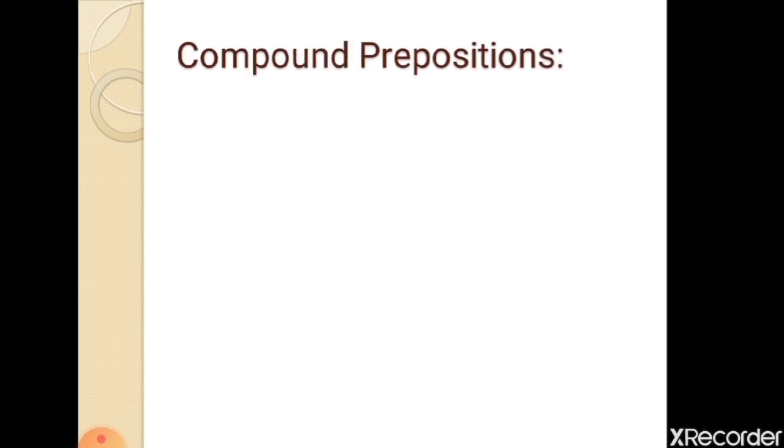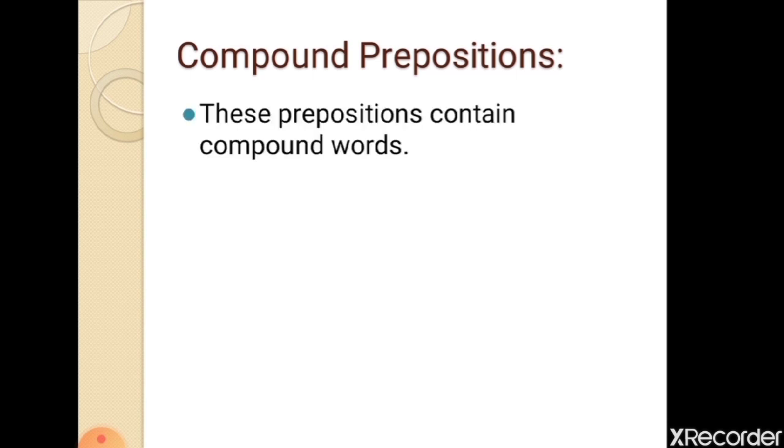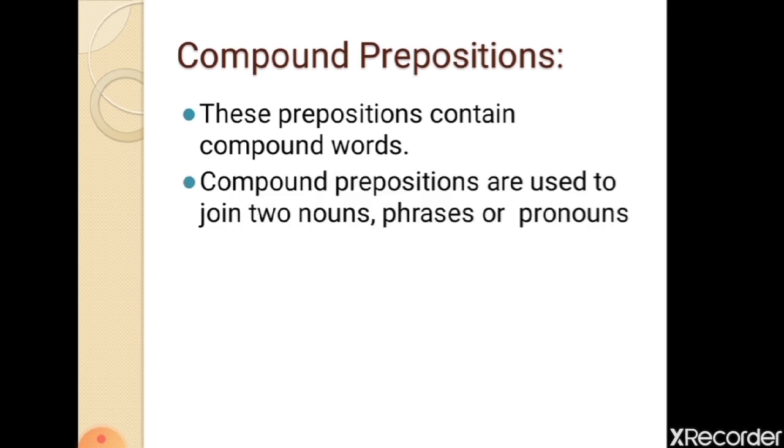Now, let's see what is compound preposition. The definition of compound preposition is: these prepositions contain compound words and compound prepositions are used to join two nouns or two phrases or pronouns. For example, about, across, among, etc.